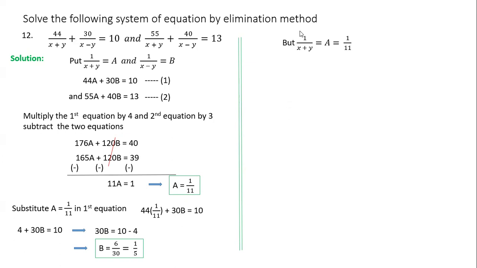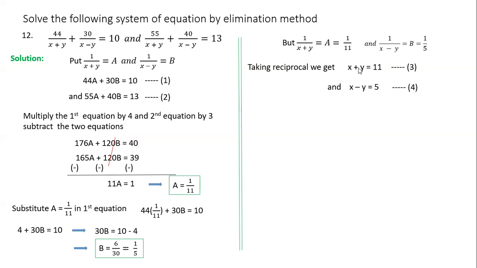But 1 upon x plus y is a, that is 1 by 11. This implies, and 1 upon x minus y is b, that is 1 by 5. So taking the reciprocals, we will get x plus y is equal to 11 and x minus y is equal to 5. That is your third equation, and this is your fourth equation.